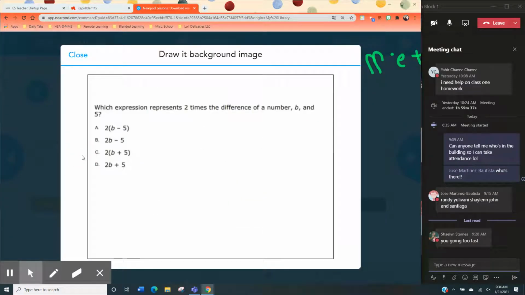Next, it says, which expression represents 2 times the difference of a number b and 5? So which expression represents 2 times the difference of a number b and 5? I would tell you to write this in your notes as well. Why? Because this problem is very different to the one we just did. They're not the same.